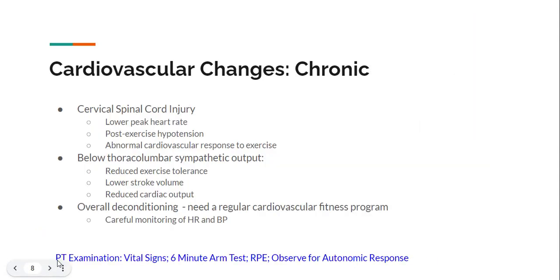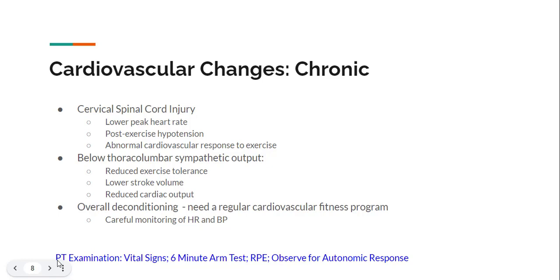A more chronic spinal cord injury patient is still going to show some cardiovascular changes. At the cervical level, we're anticipating a lower peak heart rate, post-exercise hypotension, and some abnormal cardiovascular responses that we're going to have to monitor as we go. Below that thoracolumbar sympathetic output, we're also expecting that they may have reduced exercise tolerance with a lower stroke volume and a reduced cardiac output. In addition, depending on what they've been doing since their injury, they could demonstrate overall deconditioning.